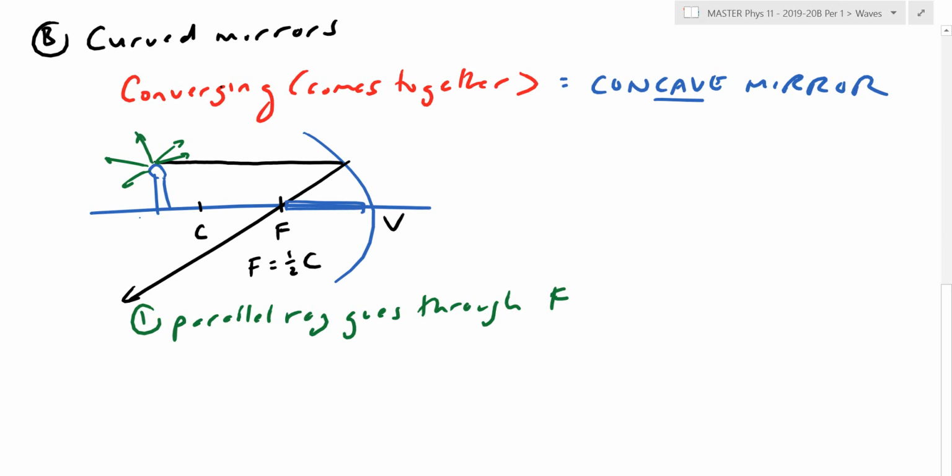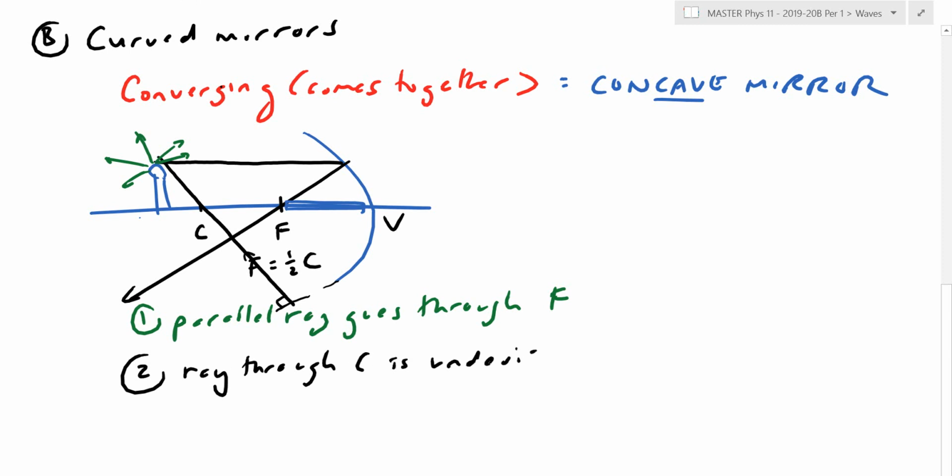Wherever the rays intersect, the other ray we're going to draw is the one that hits the mirror head on. That's the one that goes through the center of curvature, assuming that it ends up hitting the mirror somewhere here. It's going to hit at a perfect 90 degrees to the surface. We measure angles relative to the normal, so it's 0 degrees in, 0 degrees out. We're going to get a light ray coming directly back the way it came. So, 2, a ray through C is undeviated. It doesn't deviate to the left or the right, it just comes directly back.